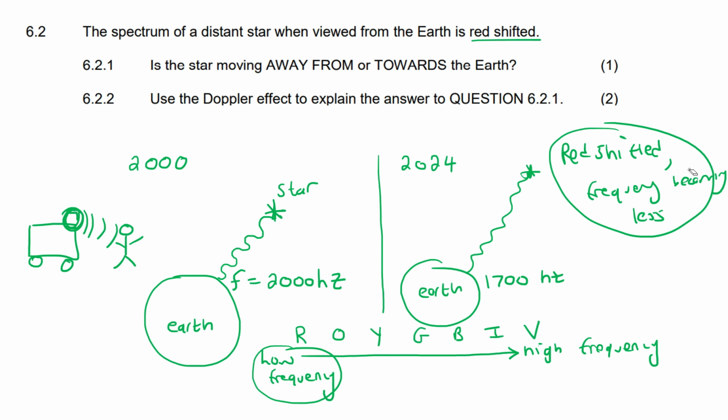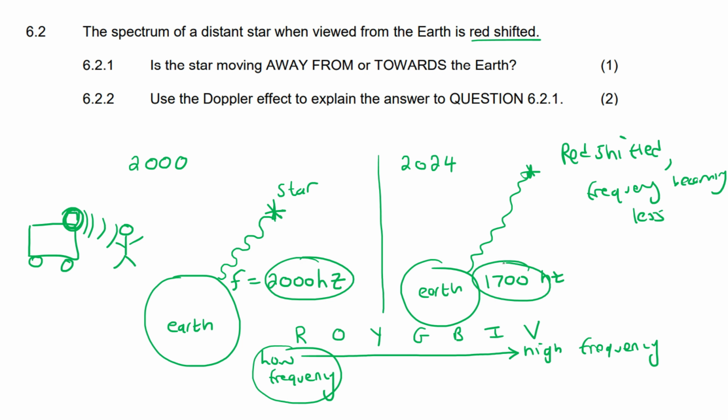So when something is red shifted, it means the frequency is becoming less, as we can see here. The only way that the frequency can become less would be what? If the star is coming towards the Earth, or if the star is moving away? It would have to be because the star is moving away from Earth. If they said it was blue shifted, then we would say towards. So we are going to say away.